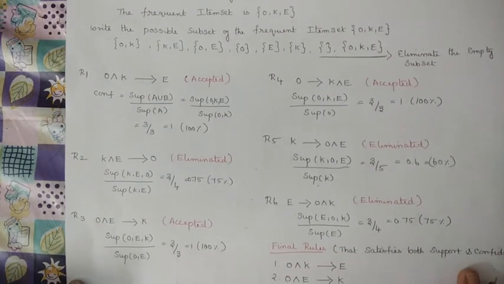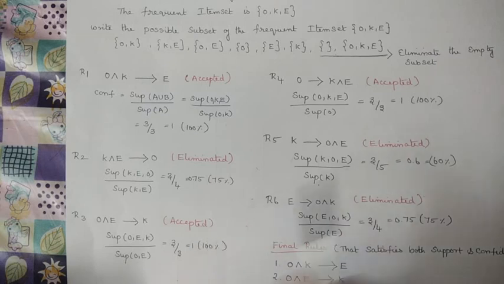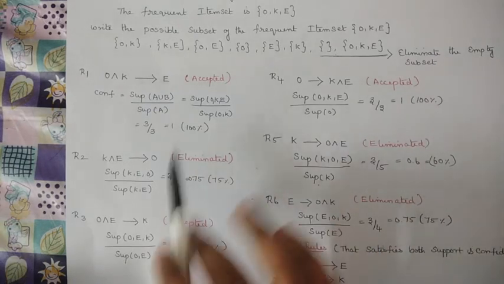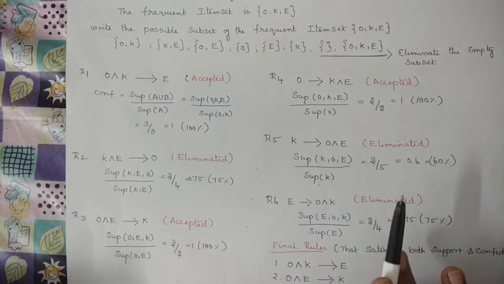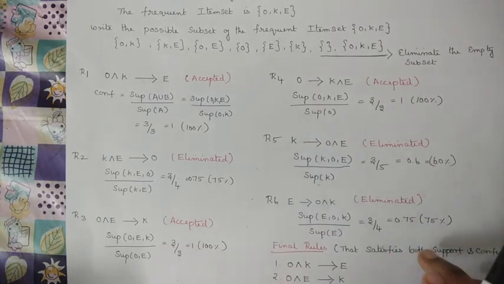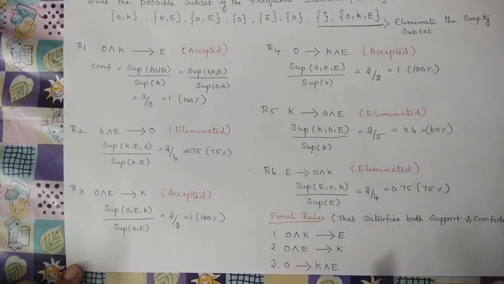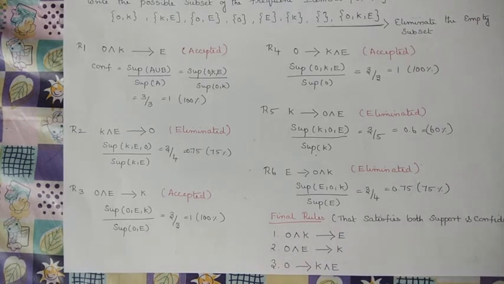If you see here, rule 1, rule 3 and rule 4 are accepted, and the rest of the rules are eliminated because they do not have the minimum confidence value. So the final rules generated, these 3 rules, satisfy both the confidence as well as the support. I am calling these 3 rules the valid association rules. This is how your Apriori algorithm works. Just see to it.